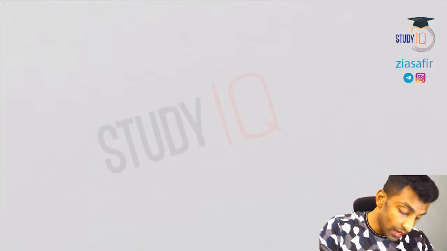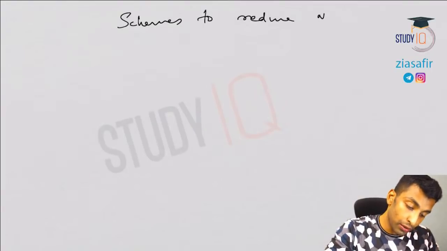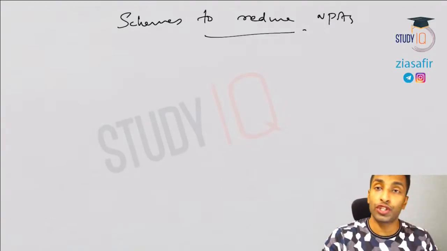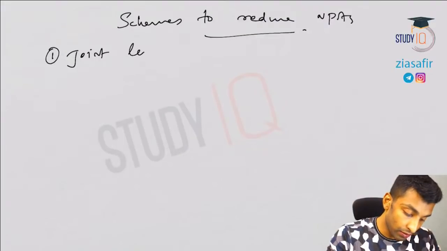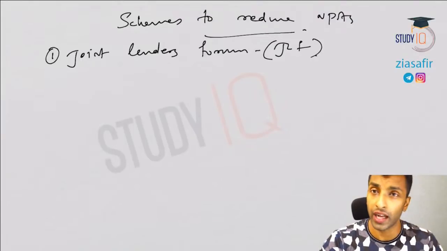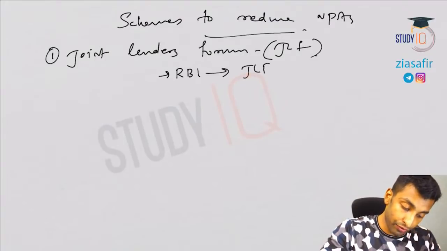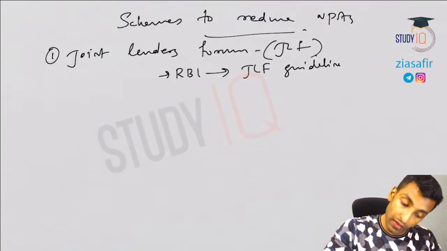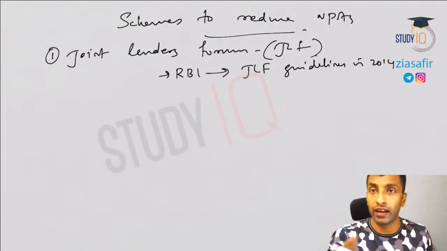So schemes to reduce NPAs. The first one is the Joint Lenders Forum, JLF. RBI issued the JLF guidelines in 2014. Now here I will write what JLF is, and then we can discuss it.